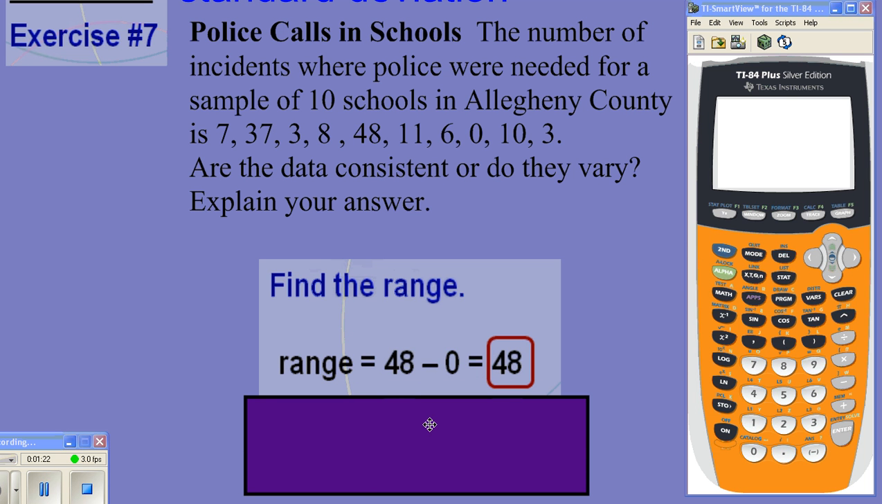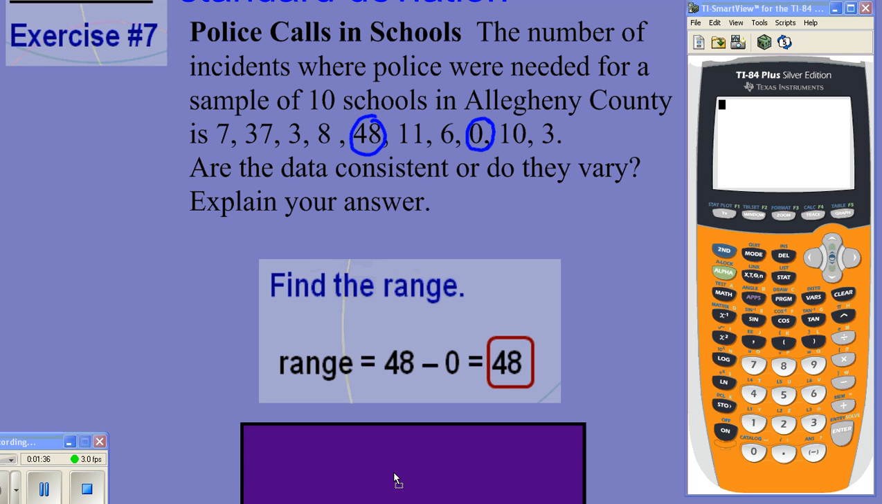So the range is basically we're going to come through here and we are going to come along. We're going to find the smallest number and the largest number. And the range is the difference between the smallest and the largest. So that's all there is to range. It's pretty straightforward. And at that point, we can't really tell if the information varies.